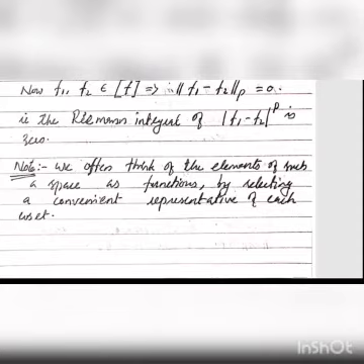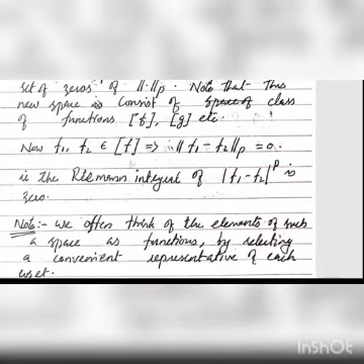Now, we often think of the elements of such a space as functions by selecting a convenient representative of each coset. That means in your quotient space, we have elements of this form, that is the equivalence class of f. Now from this equivalence class, we will select any one element. So let it be f1, f2 belongs to f, we will say that f1 represents the entire equivalence class of f. In such fashion, we represent each by cosets.